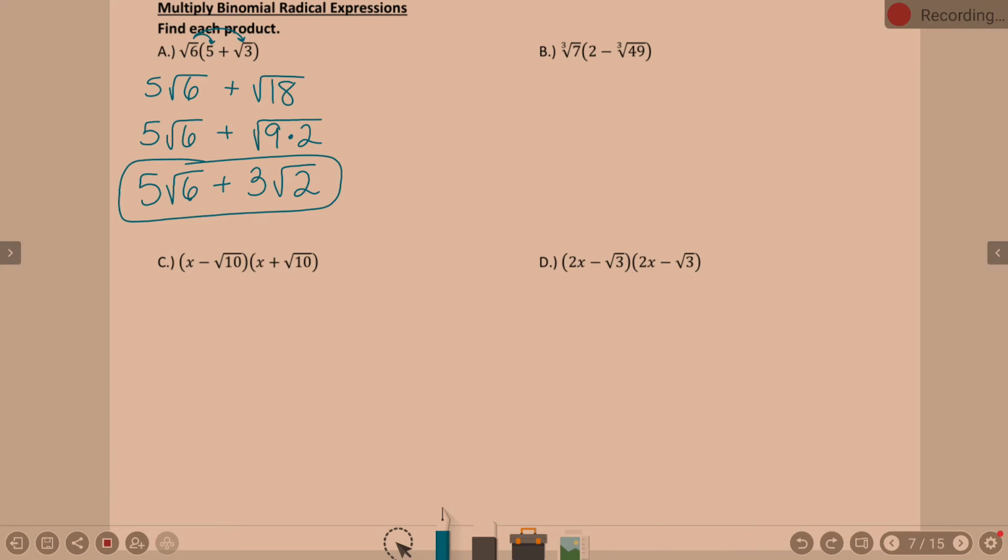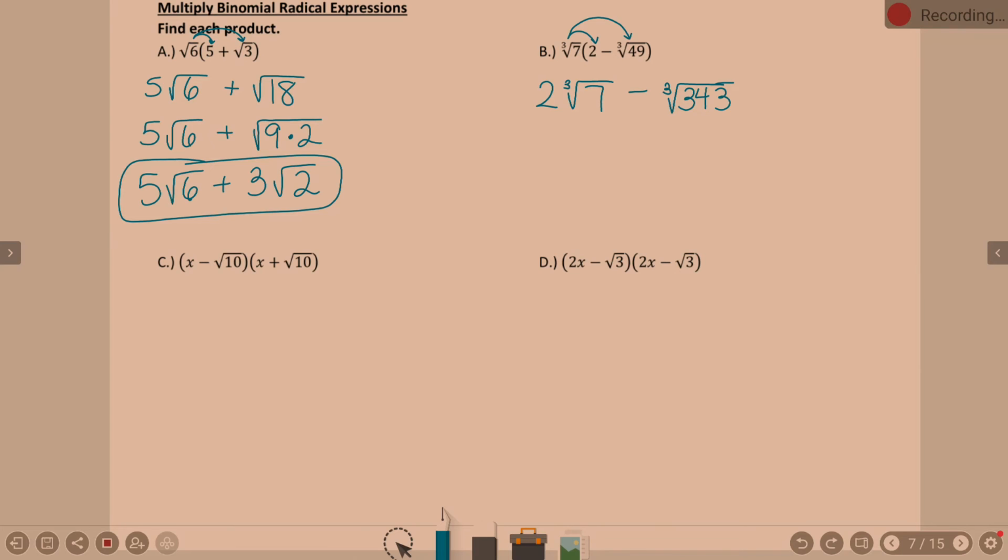Okay. So B, what am I doing again on B? Same thing. We are distributing. So we're going to take this cube root of 7 and distribute. Cube root of 7 times 2 on the outside, and then times cube root of 7. Minus cube root of 7 times cube root of 49. Cube root of 343. 343, is that what it is? Okay. Cube root of 343.